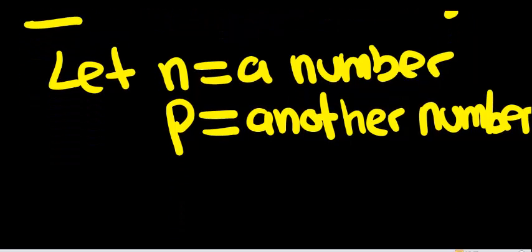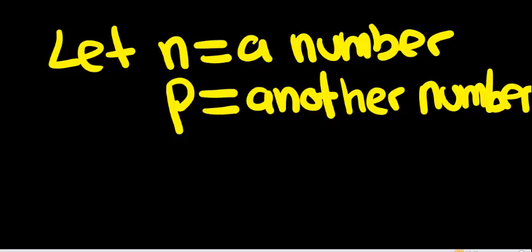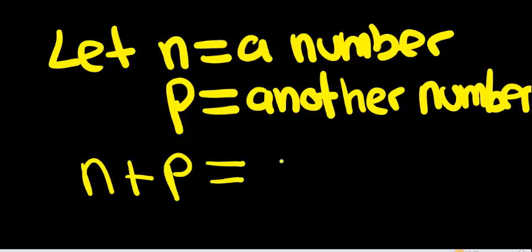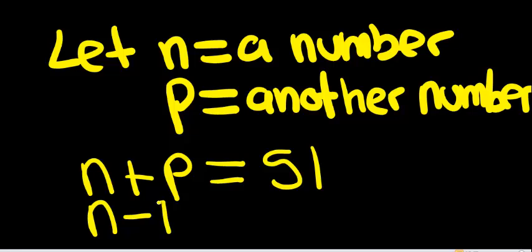And the problem tells us the sum of two numbers. Sum means what kind of operation? Sum means that we're going to be adding. So I want to add two numbers. I've picked a number n plus another number p, and when I add them together, I get 51. The problem also tells us that the difference of these numbers is 13.